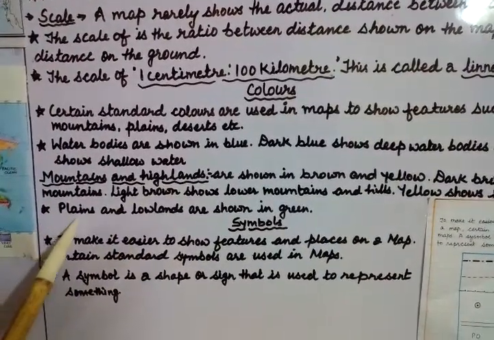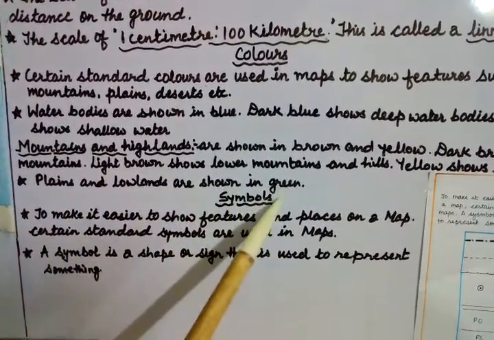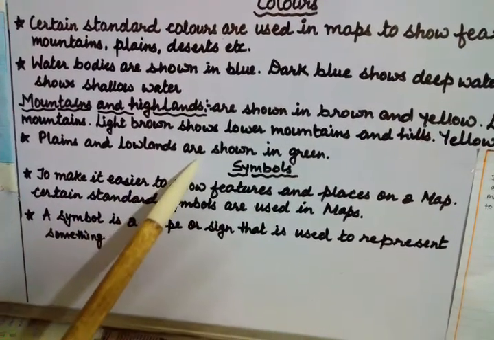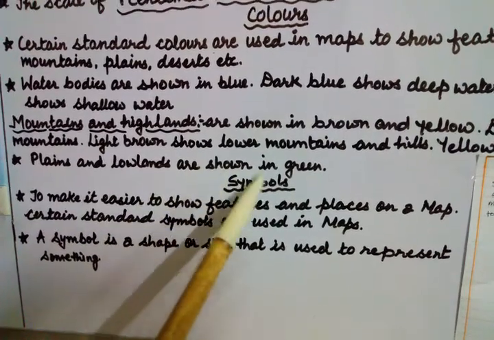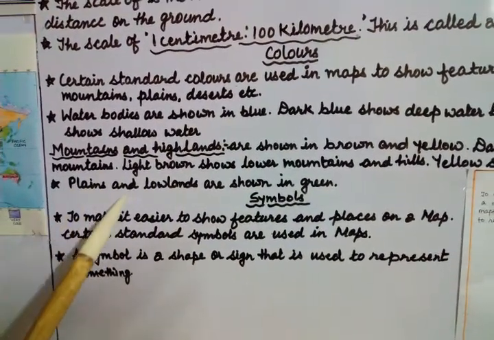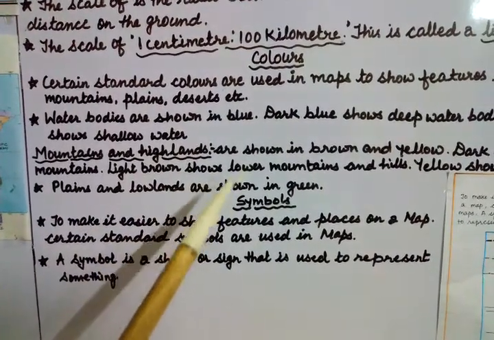Here students, plains and lowlands are shown in green color. If we are talking about Haryana and Uttar Pradesh, these are plain areas, so we will mention the green color for this area. Okay, these are some particular colors which we show in maps.